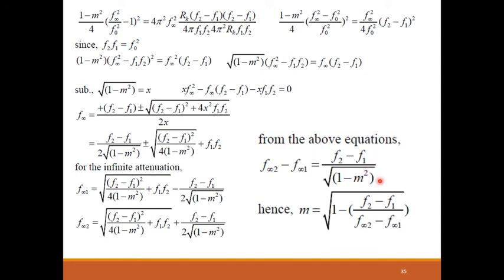From that we can find the m value needed for the band pass filter. So here m should be equal to the square root of 1 minus f2 minus f1 divided by f infinite 2 minus f infinite 1. This is the value of m for the band pass filter.